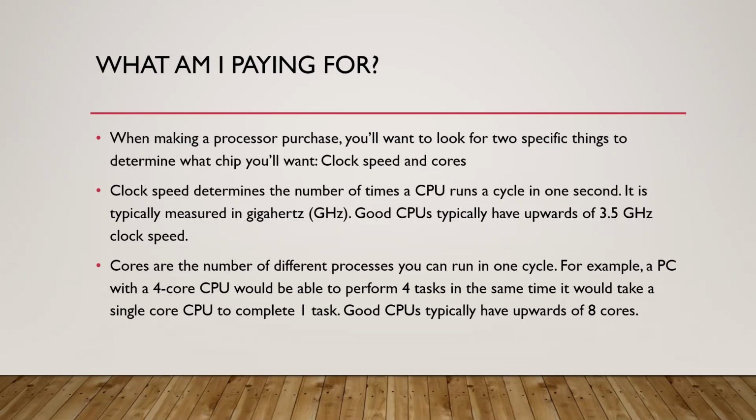And then cores are the number of different processes you can run in 1 cycle. For example, a PC with a 4-core CPU would be able to perform 4 tasks in the same time it would take a single core CPU to complete 1 task. Good CPUs typically have upwards of 8 cores.